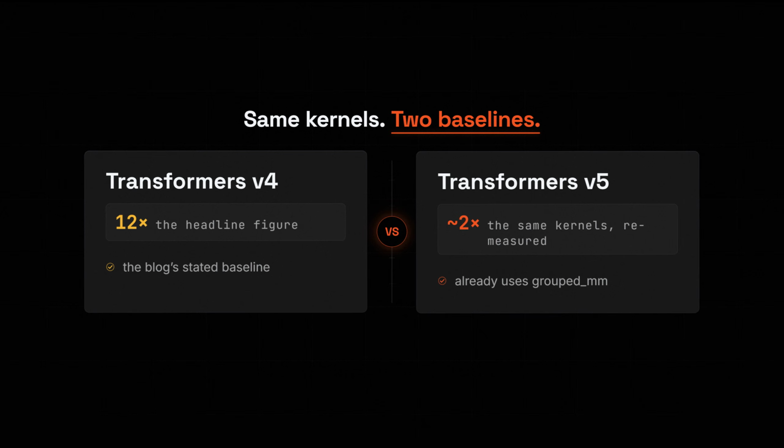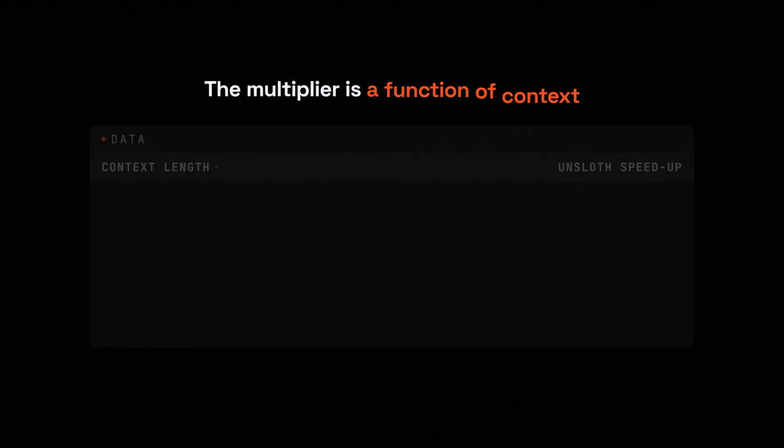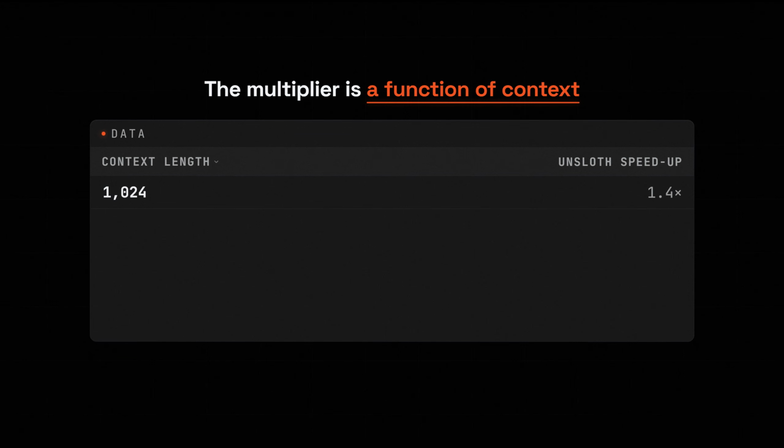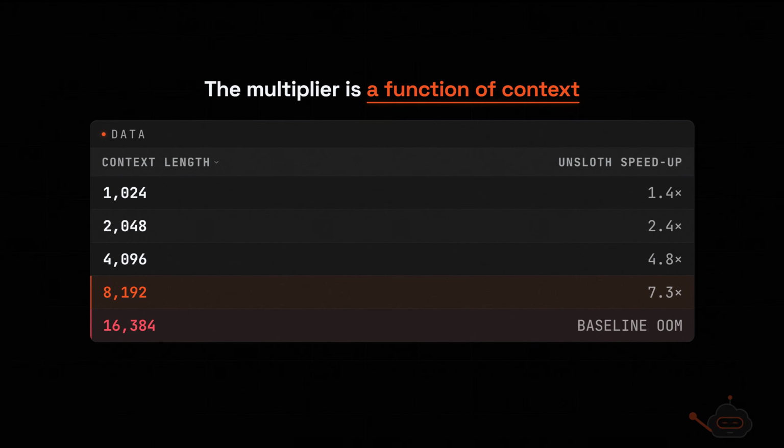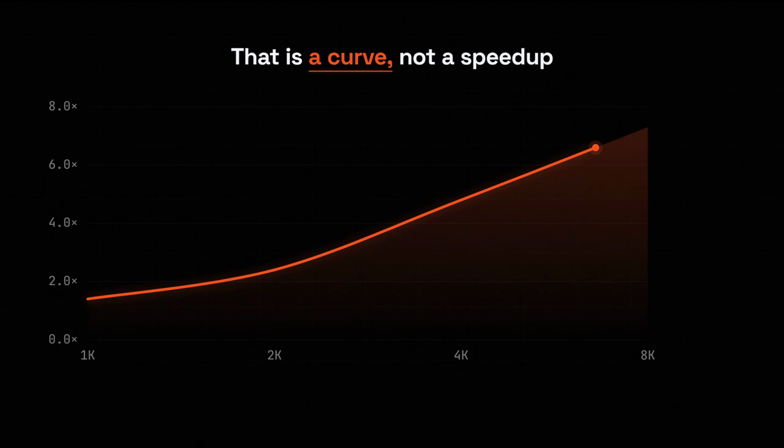Both numbers are correct. They answer different questions, and only one is the question you are asking. Their published table makes it plainer. Fine-tuning the same model on the same Blackwell card at 1,000 tokens of context, Unsloth is 1.4 times faster. At 2,000, 2.4. At 4,000, 4.8. At 8,000, 7.3. And at 16,000, the comparison stops, because the baseline runs out of memory and posts no number at all. That is a curve, not a speedup.